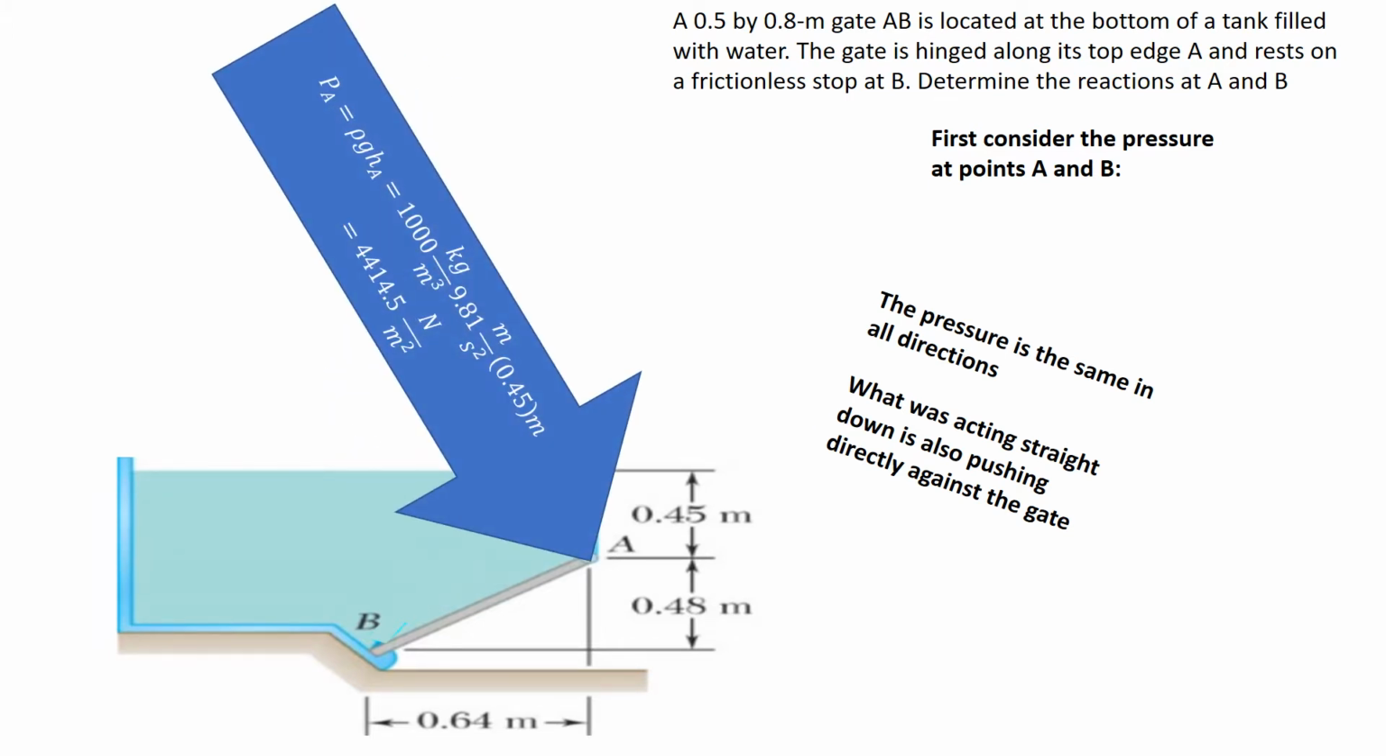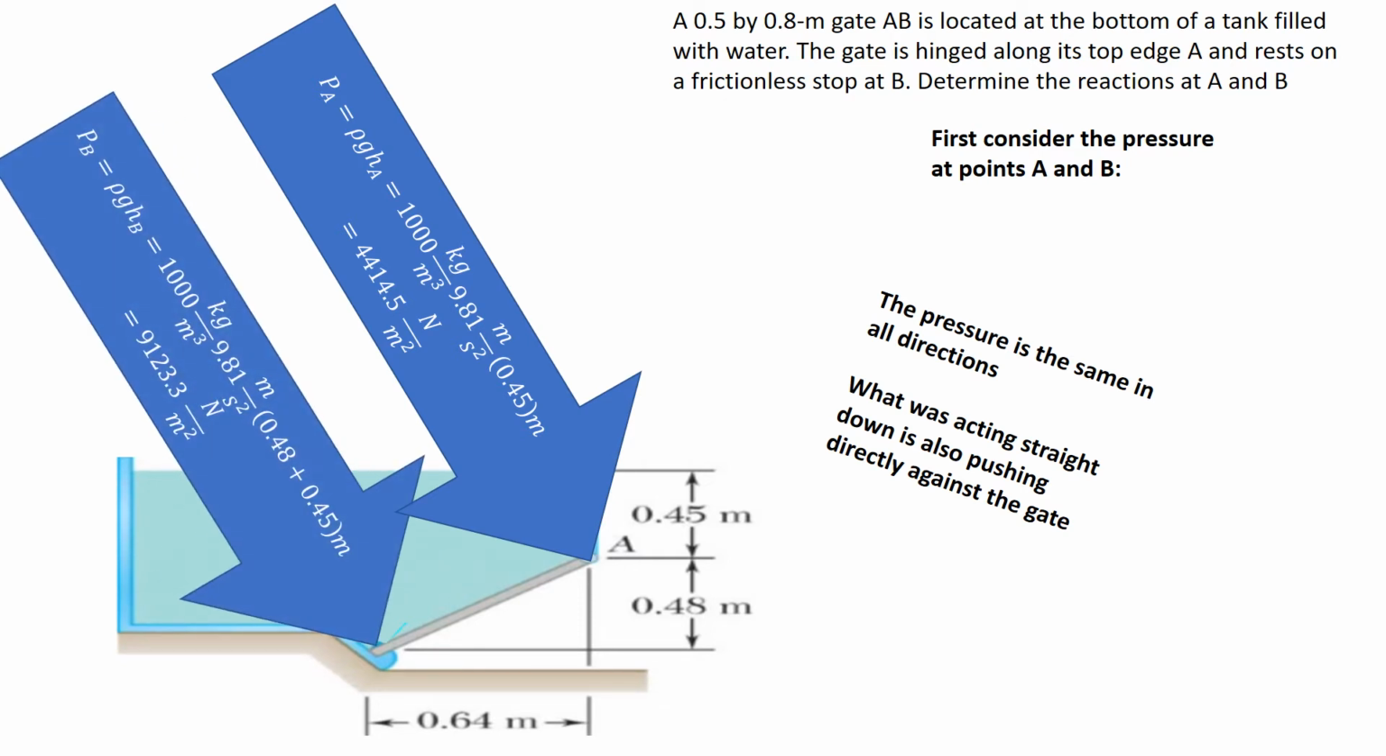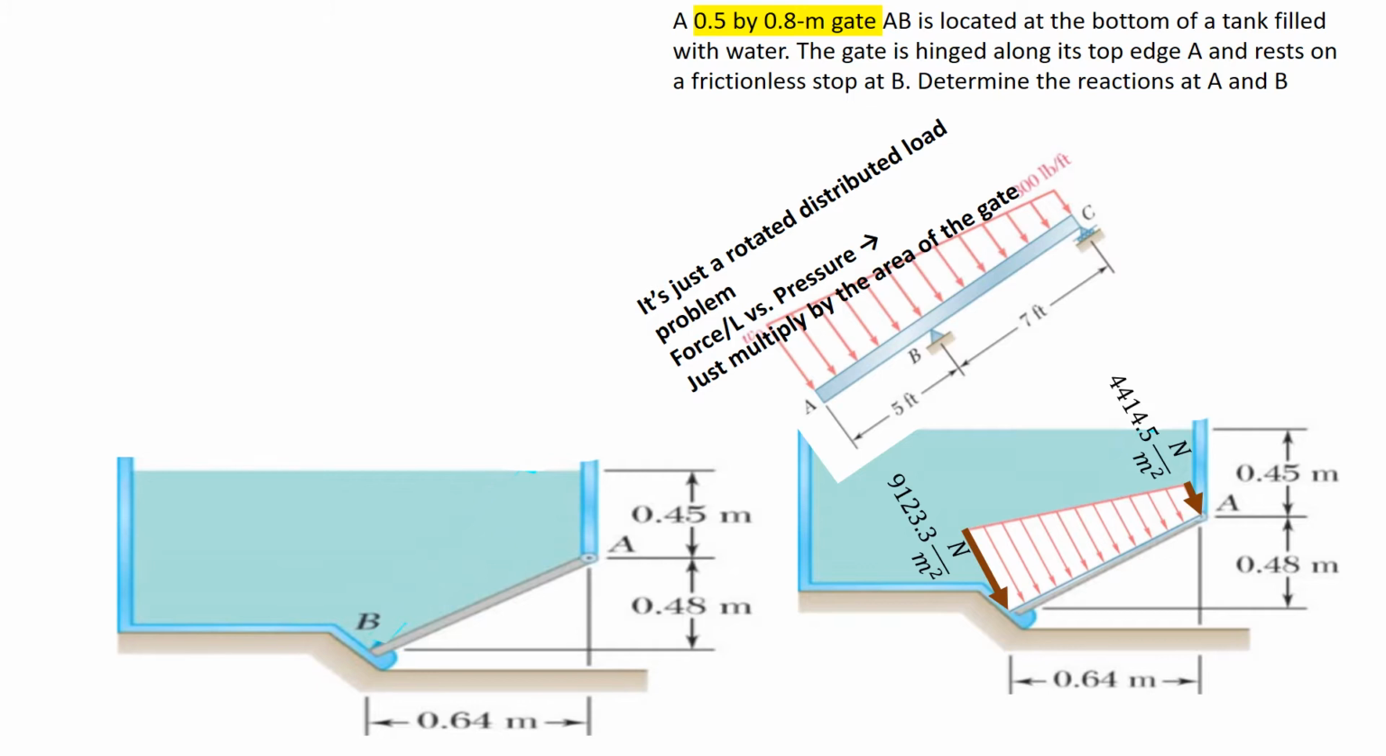Let's draw those pressures in the normal direction. Remember, pressure acts the same. It doesn't matter which direction it's going to go, so let's put everything in the normal direction. And let's draw the distributed load curve on here. So what we have at the top is a smaller pressure. What we have at the bottom is a larger pressure. And there is our distributed load on the gate.